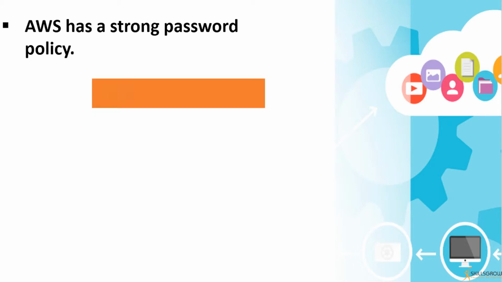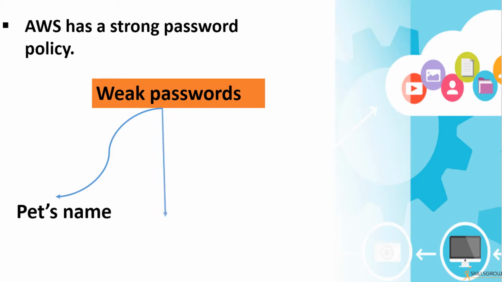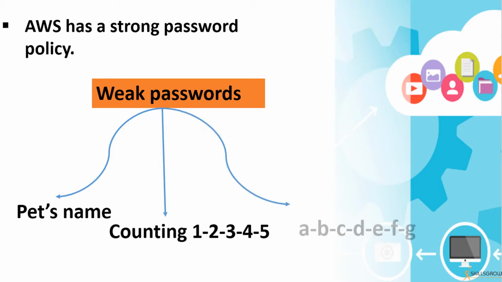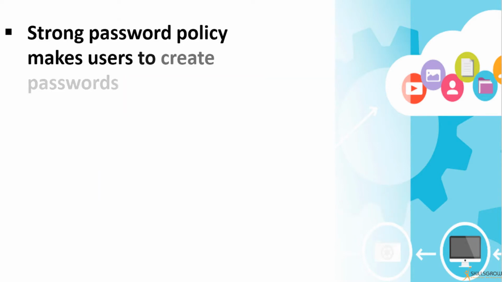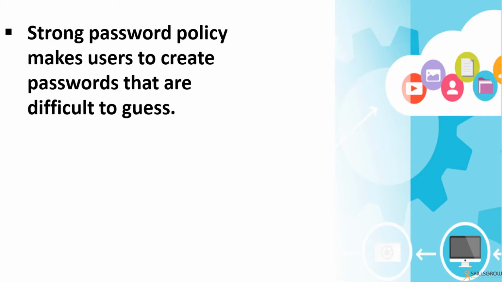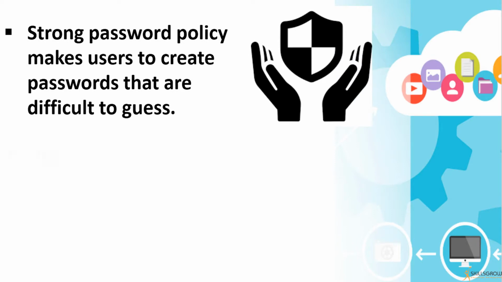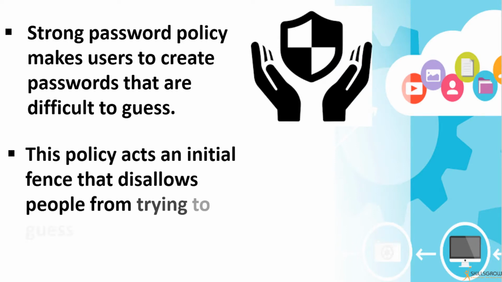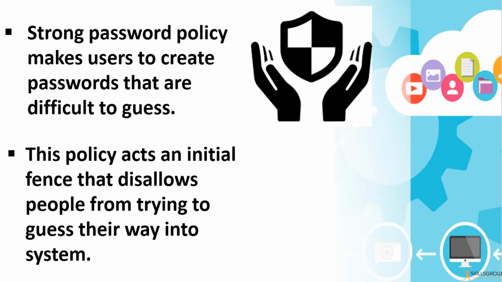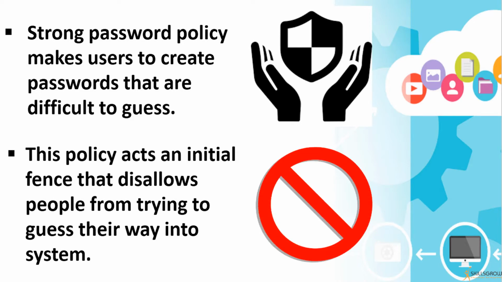Amazon Web Services has a strong password policy, which means users cannot have weak passwords like a pet's name, counting 1 2 3 4 5, ABCDEFG, etc. This ability to configure a strong password policy makes users create passwords that are difficult to guess, and it is a huge protection for the system. This strong password policy acts as an initial fence that disallows people from trying to guess their way into the system.